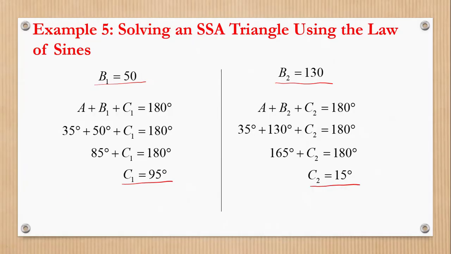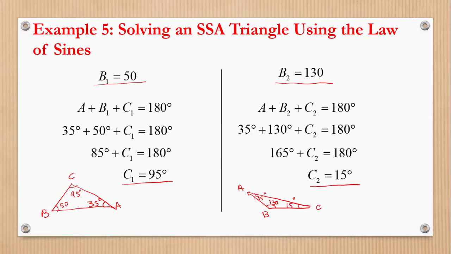So I have two triangles. One triangle, something like this, in which C is 95 degrees, B is 50 degrees, and A is 35 degrees. And I have also another triangle, in which B is 130 degrees, A is 35 degrees, and C is 15 degrees. So I have two triangles so far.